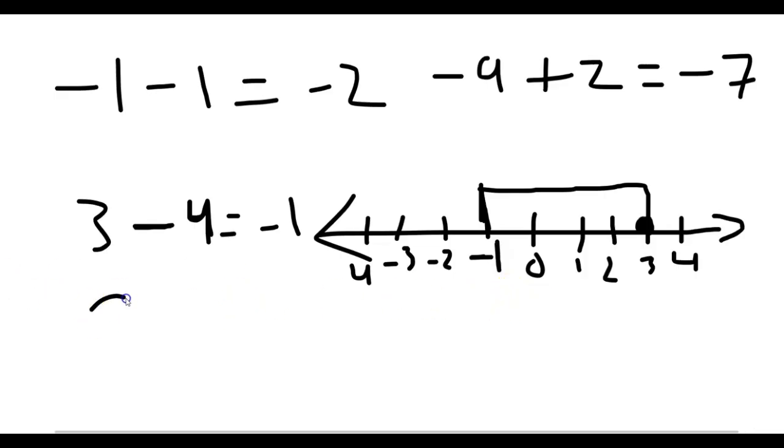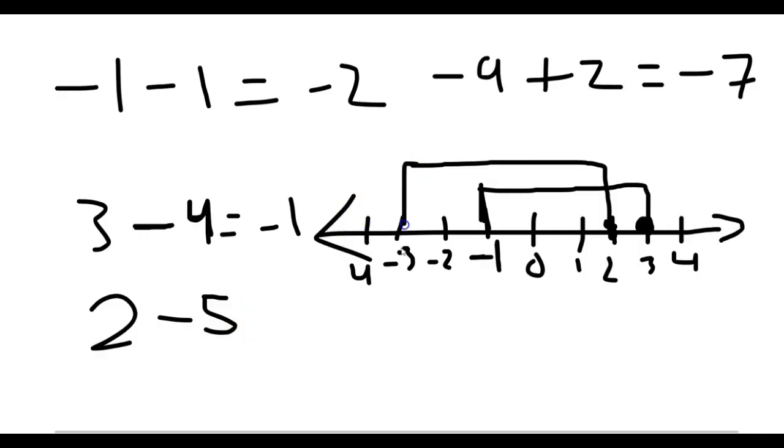Or if we did 2 minus 5, we would start here at the 2, go down 1, 2, 3, 4, 5, and it would land on -3. So 2 minus 5 is -3.